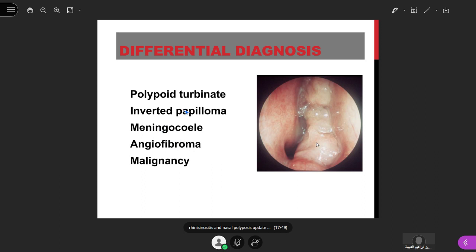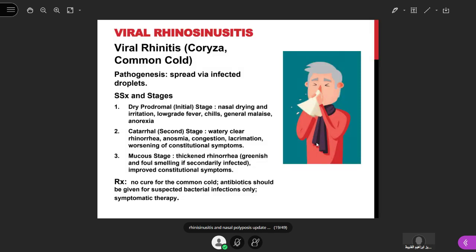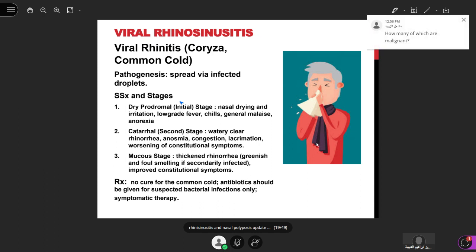What are the differential diagnoses? Polypoidal middle turbinate, inverted papilloma, meningocele, angiofibroma, and malignancy. Not all nasal masses are nasal polyposis. You have to differentiate them. Again, the treatment of chronic rhinosinusitis is intranasal steroid, systemic steroid, oral antibiotic, and then surgery. Viral rhinosinusitis is spread by infected droplets.